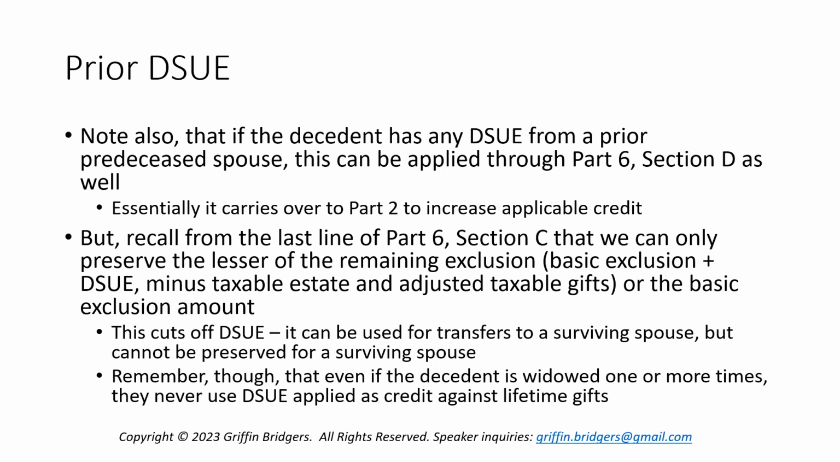So, again, I want to emphasize this rule where it says you can only use the DSUE of your most recently predeceased spouse. So that's illustrated on Part 6, Section D, the bottom part that wasn't just shown on the slide, and we're going to look at that in a second. And really what that's going to do is it's going to allow a decedent who has DSUE from a prior deceased spouse to also report that on this Part 6 and then apply it as applicable credit against any estate tax that might be due on their taxable estate and lifetime adjusted taxable gifts.